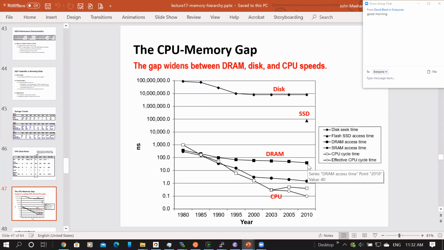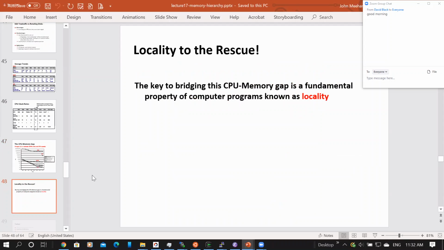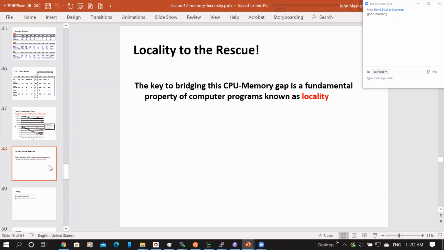So from one point of view, what good does it do you to keep making the CPU faster if you can't feed it the stuff out of memory any faster? That issue is what we're going to discuss in the next part of the material in the chapter, which leads us to this concept of building caches. So how do we deal with this? Well, locality to the rescue, right?